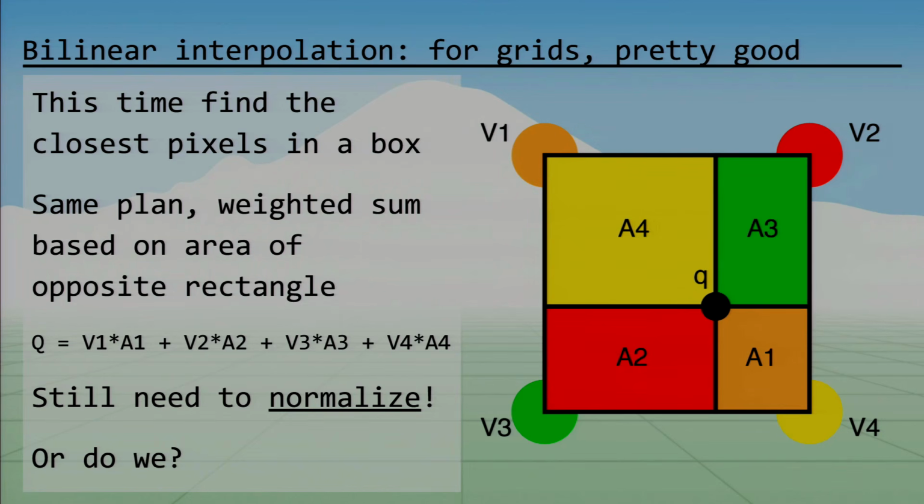But in general, if you're in some different coordinate system where pixels aren't 1 unit apart, you may need to normalize this equation to get the right value for your interpolated pixel. Does that make sense to people?